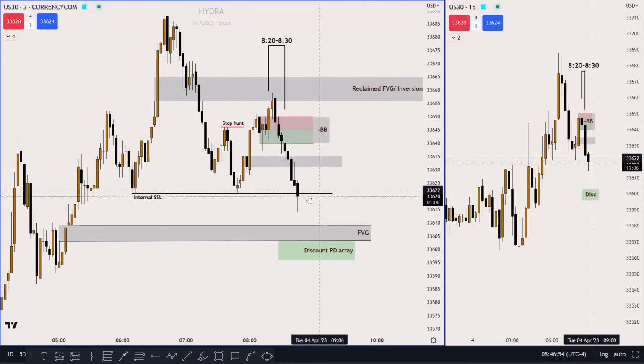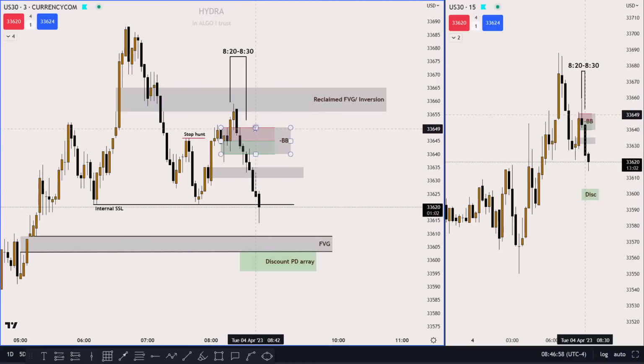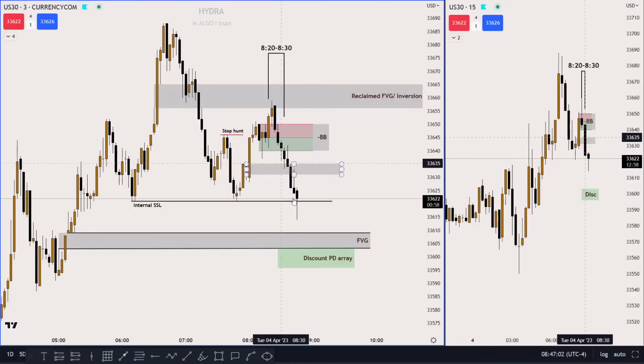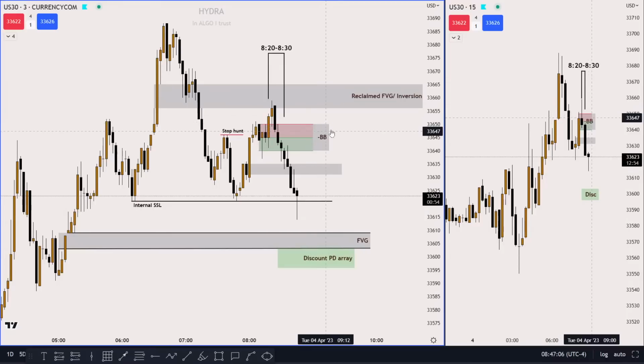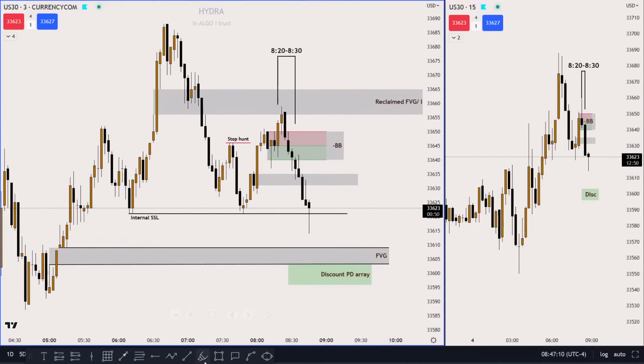So we took a partial right here. So now we don't care. Put your stop loss to the entry if you are in this trade. These are basic things. Once price gives you a partial, you put your stop loss to the entry. So let's see what price is doing.